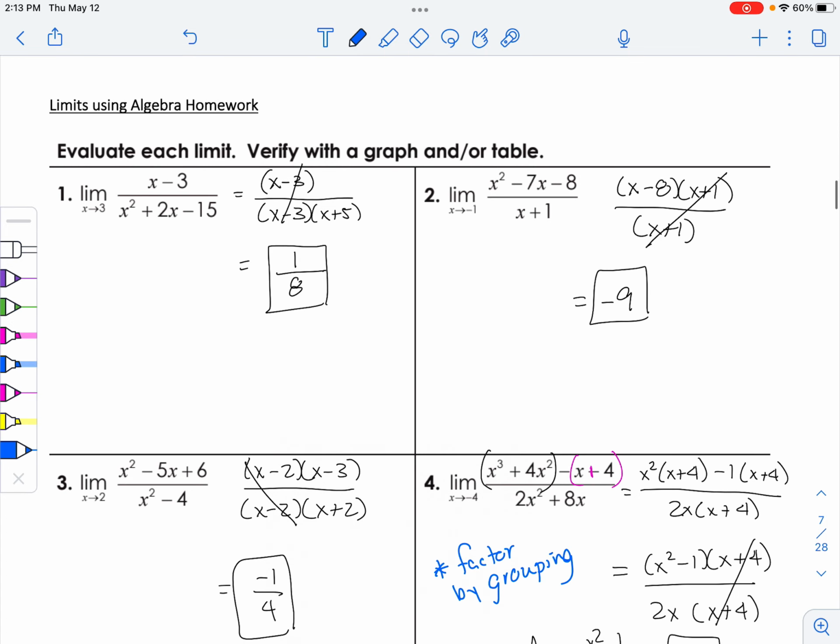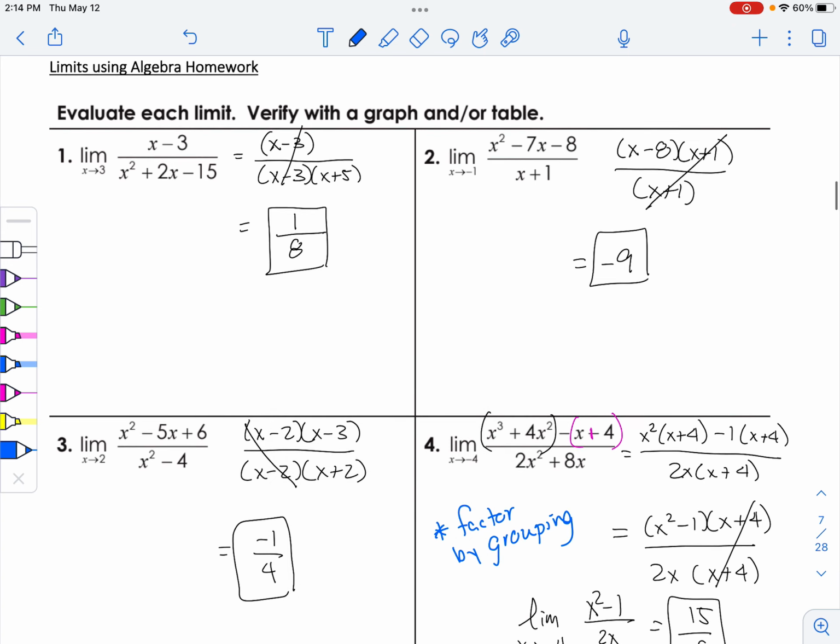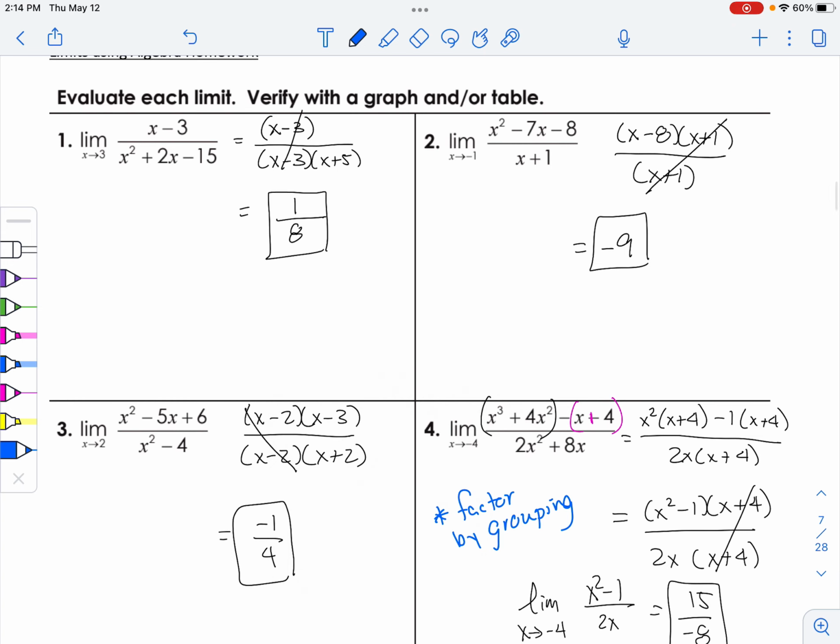Question number 1, we factor, cancel out the x minus 3 factor, substitute 3 into what's left, and we get a limit equaling 1/8. Question 2, we factor, and then we were able to cancel out the factor x plus 1, substitute -1 in for x, and what's remaining, we get -9.